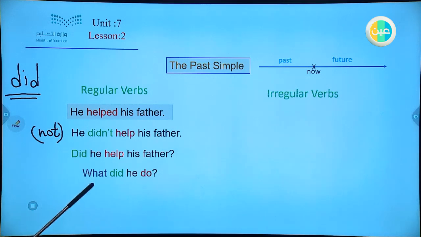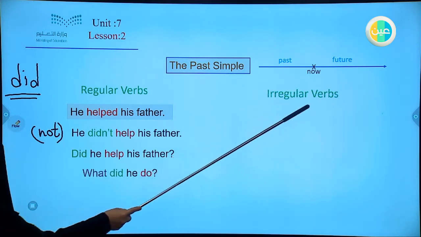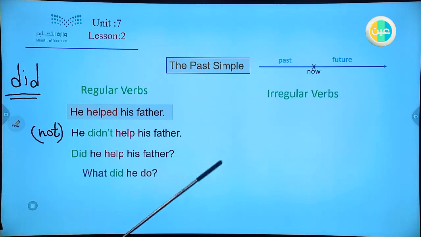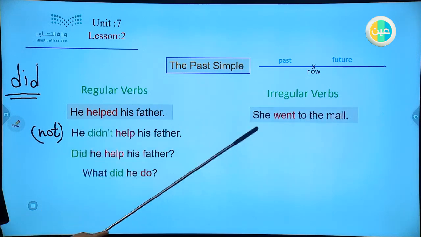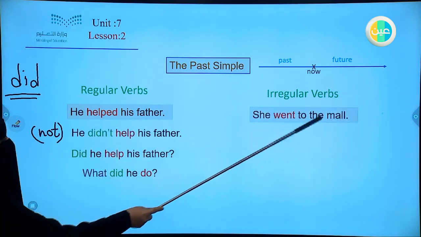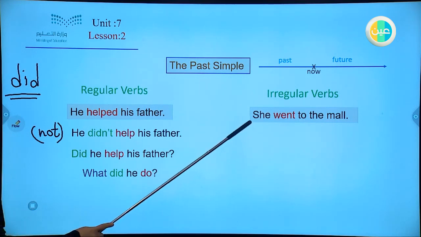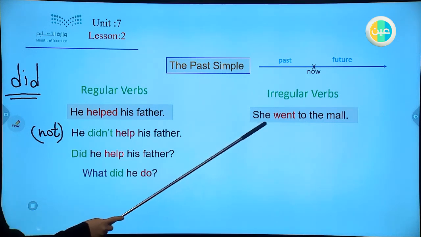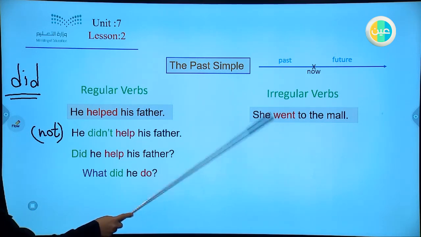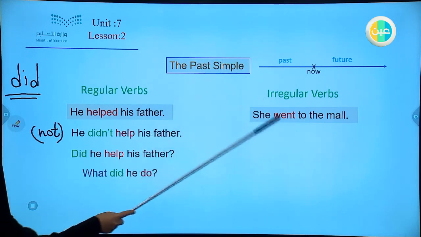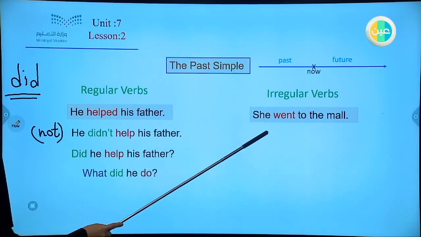Okay, what about irregular verbs? What do you think? Irregular verbs. Do you remember what we mean by irregular verbs? Yes, verbs that don't have the ed. For example, she went to the mall. She is the subject. Went is the verb in the past. To the mall, it's a place phrase.